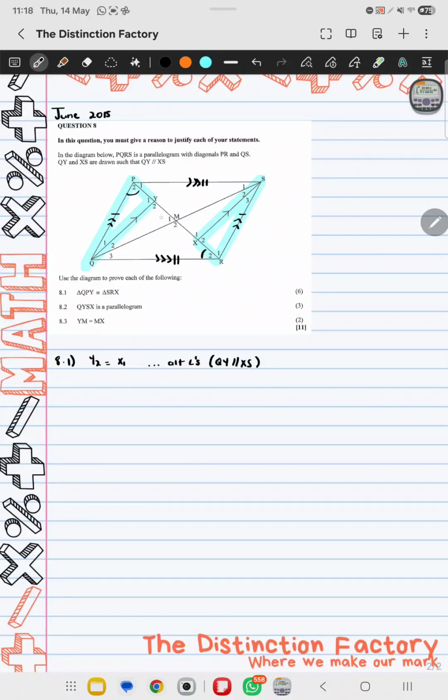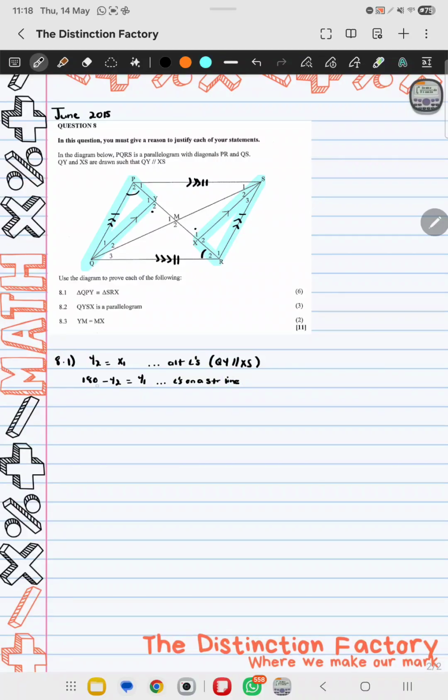Okay, so now because we have this angle and this angle, those are outside of the triangles, so we're going to translate it to move it inside the triangle to basically find the size of Y1 and X2. So we can use angles on a straight line to solve for that. So we're then going to say that 180 minus Y2 is equal to Y1, angles on a straight line.